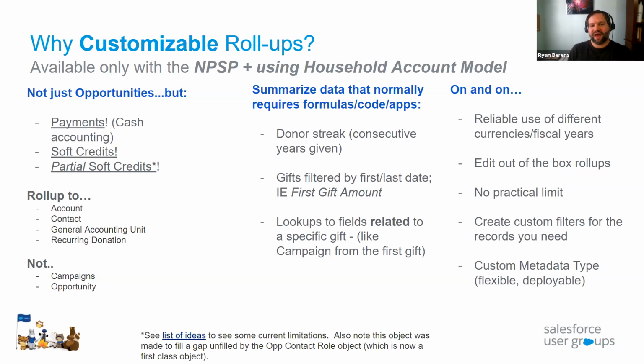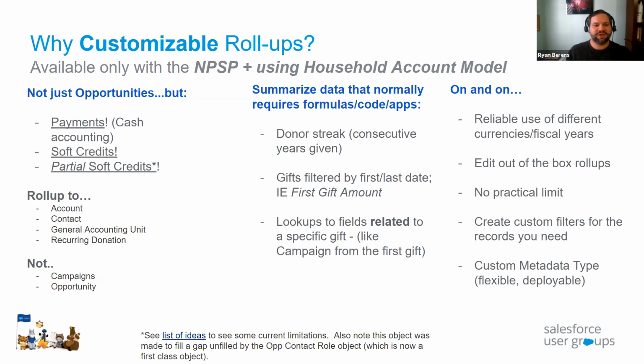So you do have to have the NPSP to use customizable rollups, and you do have to have what's called the household account model, which is a contact must be connected to an account, but that account will be their household. And a household is defined as a group of individuals who live at the same address.